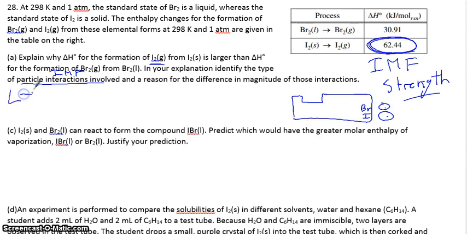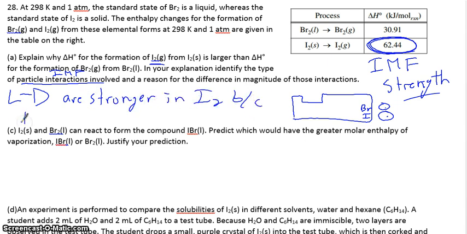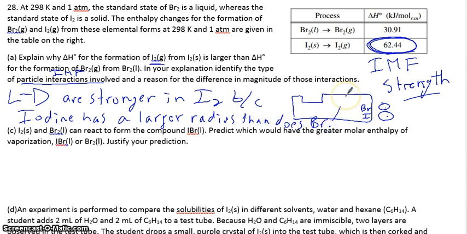So we have London dispersion forces. Go and write this out. London dispersion forces are stronger in I2 because iodine is a bigger atom. Iodine has, how about a larger radius? How about that? Larger radius than does bromine. Not bad?